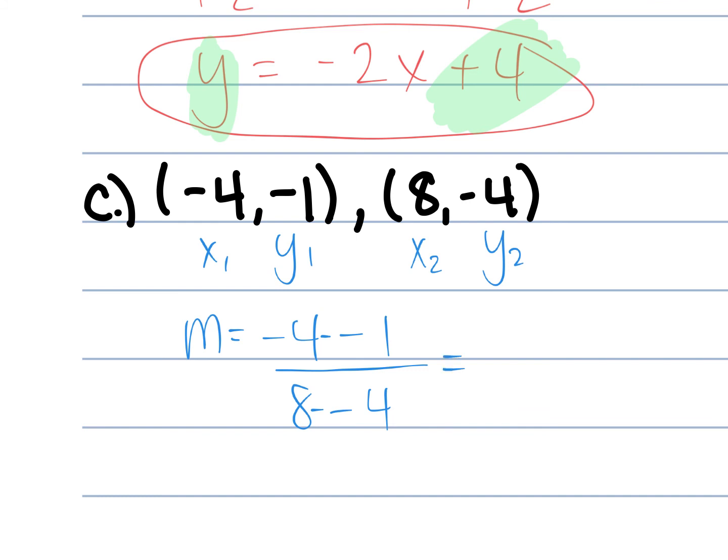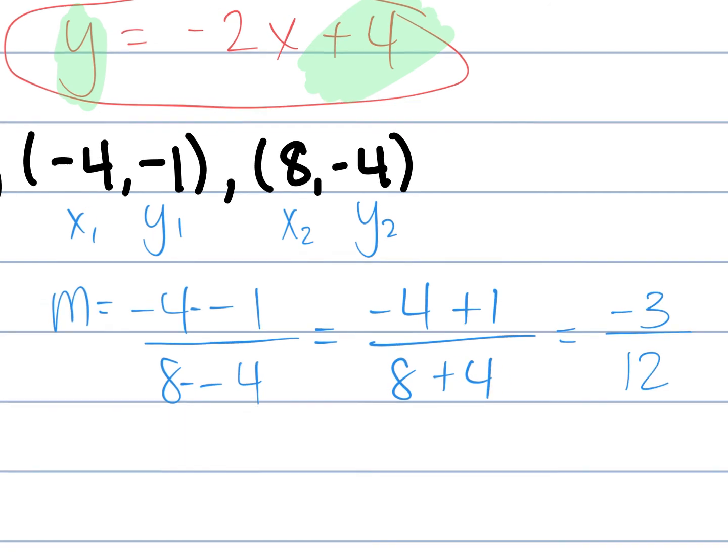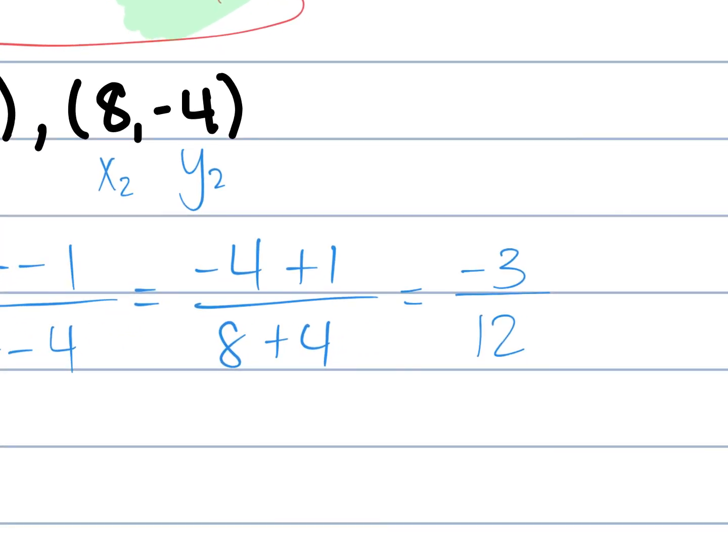What's -4 minus -1? It's -4 plus 1. Do you guys agree? And this is going to be 8 plus 4, correct? -4 plus 1 is -3. And 8 plus 4? 12. Can you divide 3 by 12? No. But you can simplify. This is not 4, guys. It's going to be -1/4.